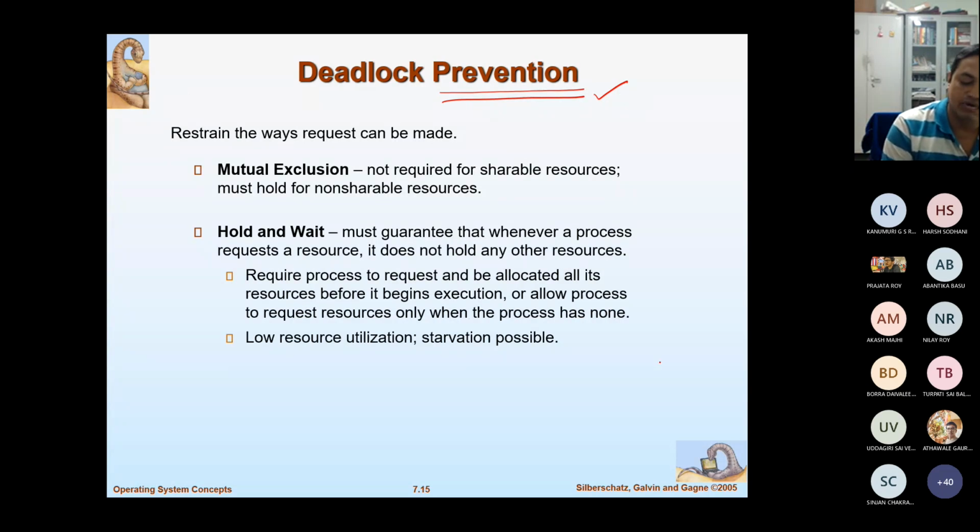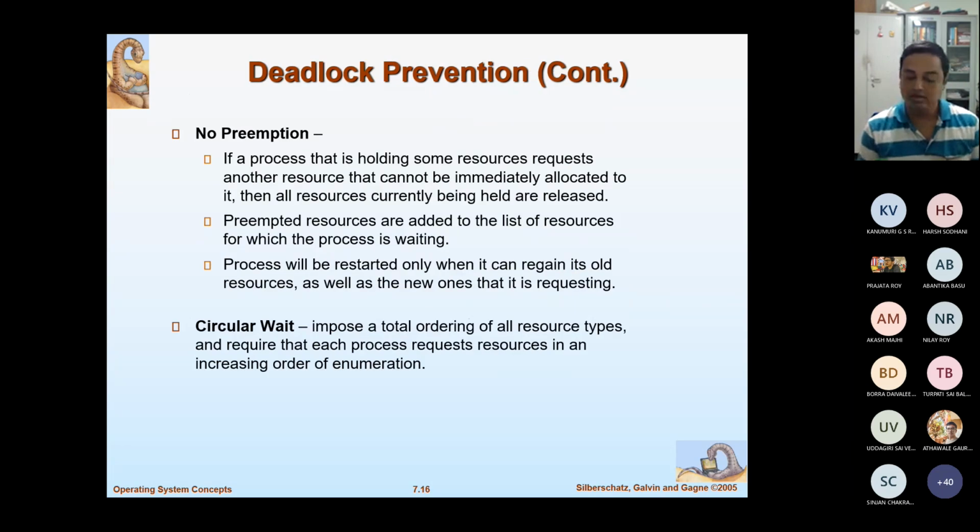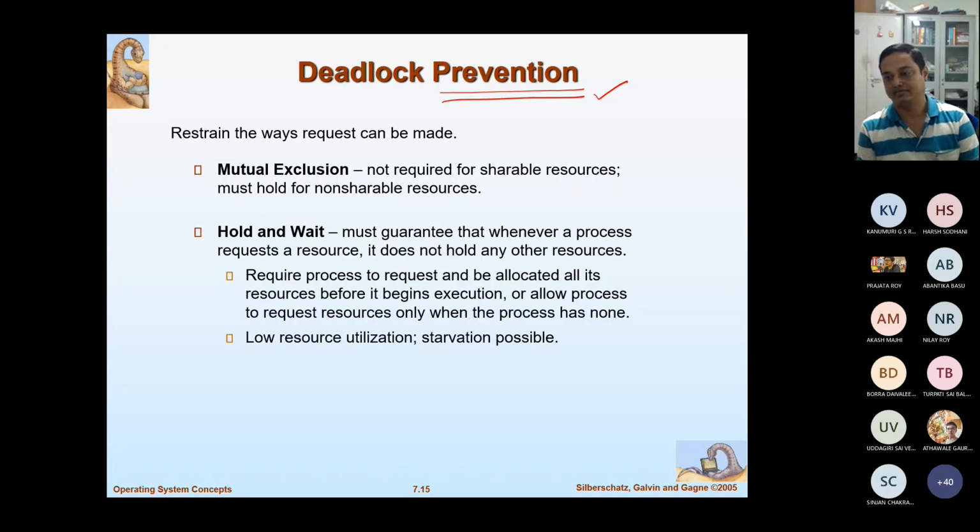Restrain the ways requests can be made. That means we have to build some mechanism with which one of these four characteristics, mutual exclusion, hold and wait, circular wait, and no preemption, fails. If one of the characteristics fails, then we can achieve deadlock prevention. So somehow we need to find a mechanism to not satisfy one of the characteristics.